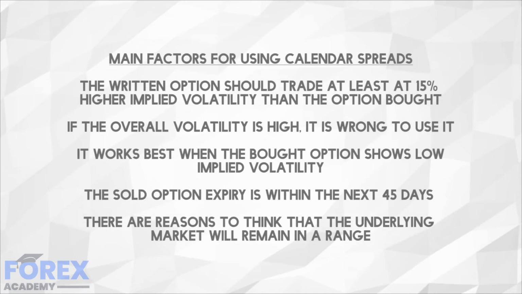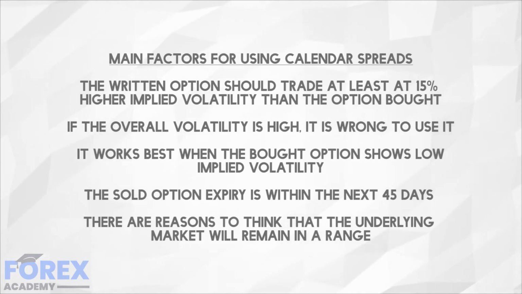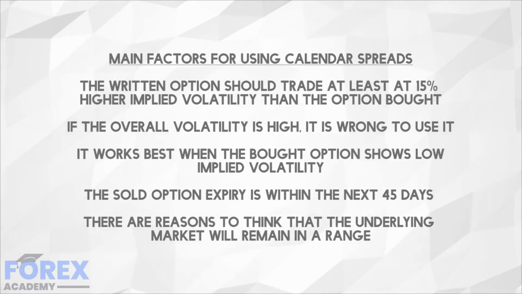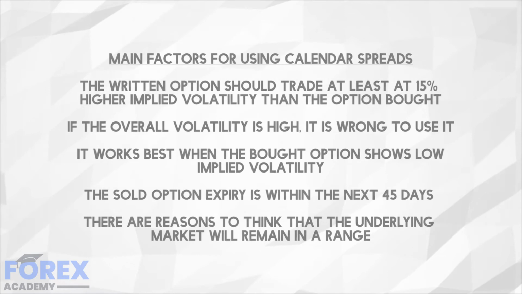The main factors for using calendar spreads are: the written option should trade at least 15% higher implied volatility than the option bought. If the overall volatility is high, it is wrong to use it. It works best when the bought option shows low implied volatility. Another factor is the sold option expiry is within the next 45 days, and there are reasons to think that the underlying market will remain in range.